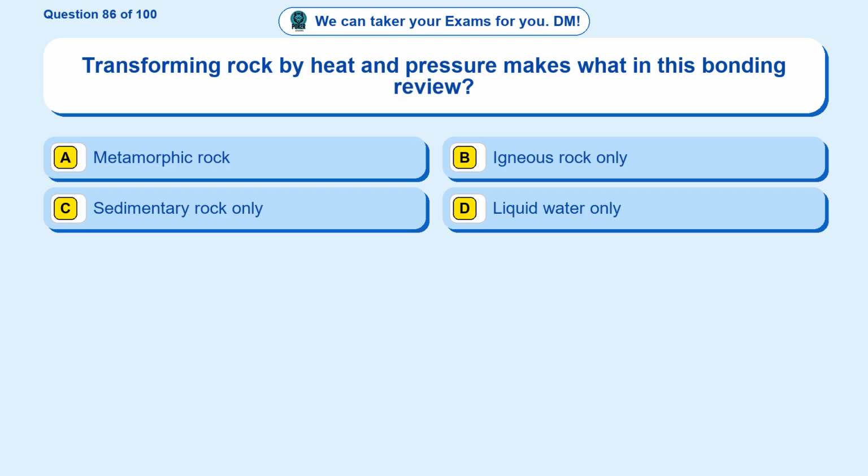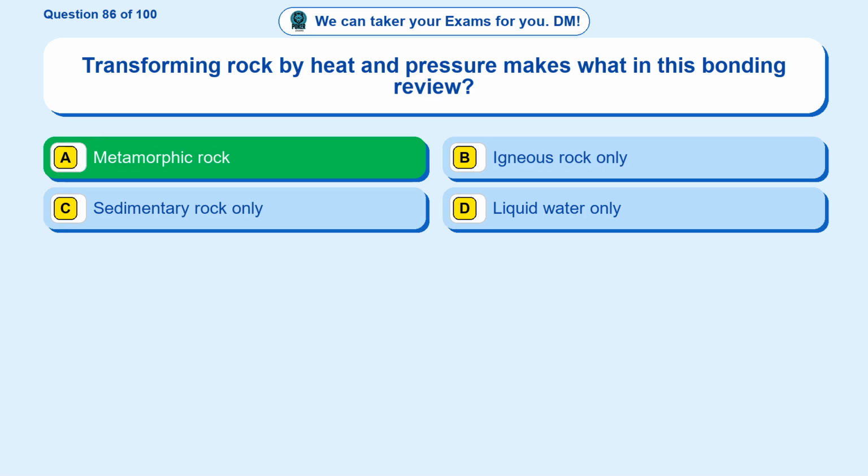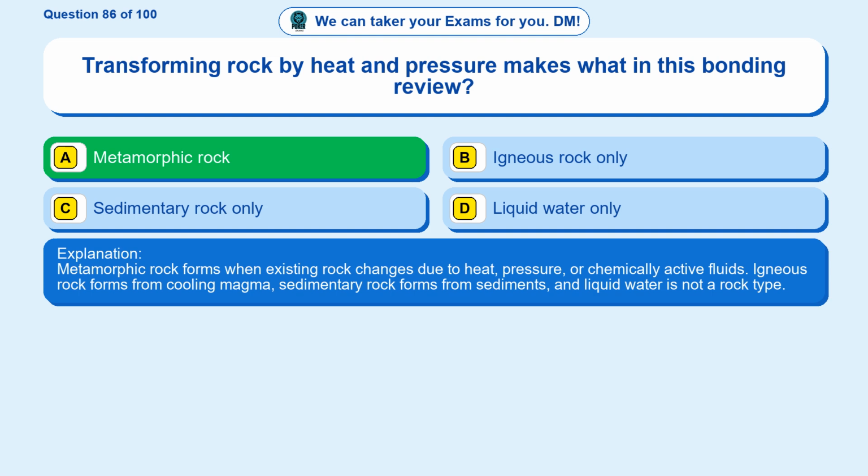Question 86. Transforming rock by heat and pressure makes what in this bonding review? Option A, metamorphic rock. Option B, igneous rock only. Option C, sedimentary rock only. Option D, liquid water only. The correct answer is option A, metamorphic rock. Metamorphic rock forms when existing rock changes due to heat, pressure, or chemically active fluids. Igneous rock forms from cooling magma, sedimentary rock forms from sediments, and liquid water is not a rock type.